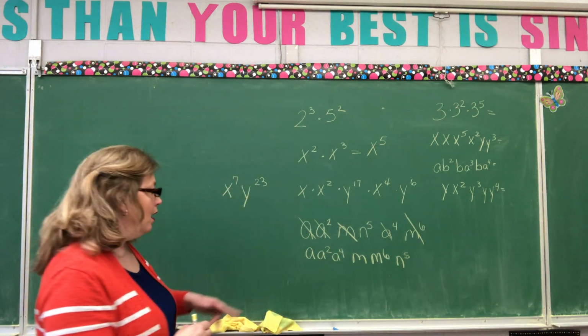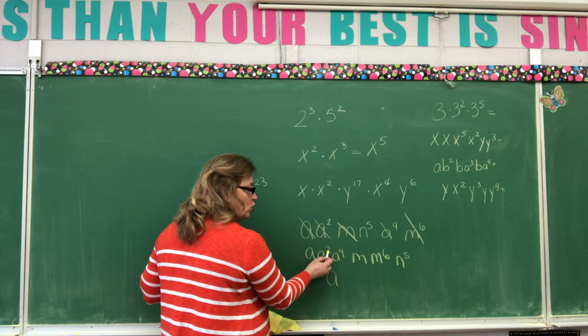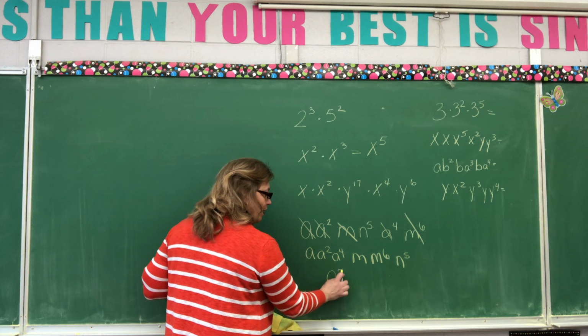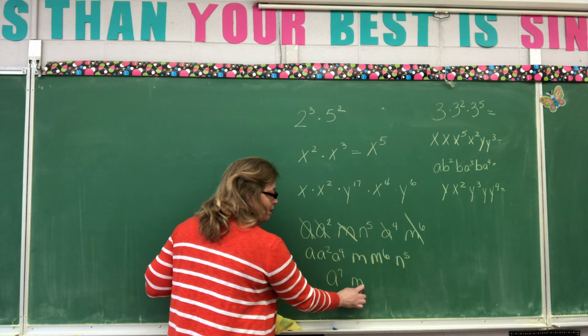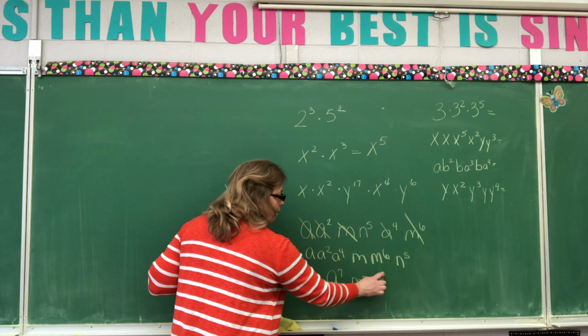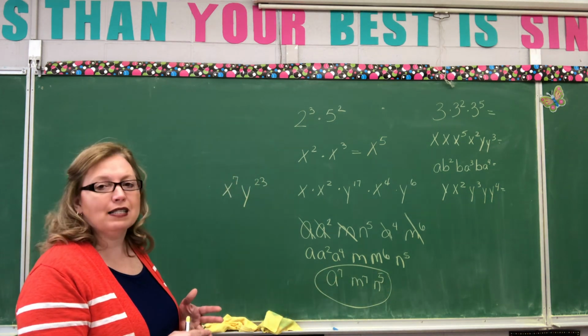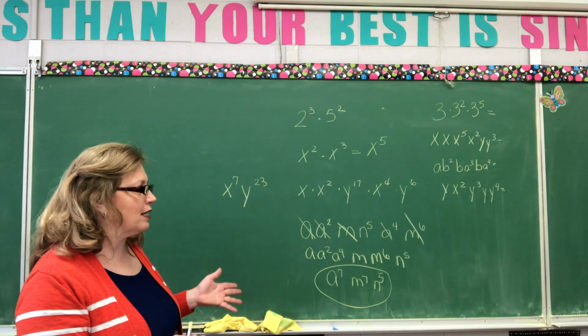Now combine them. I have just A's. Well, how many A's do I have? Well, 4 plus 2 is 6, plus 1 more is 7. M's. How many M's do I have? Well, I have 6 plus 1 is 7. N's, I have 5. There's my answer. A to the 7th, M to the 7th, N to the 5th. That's my answer.